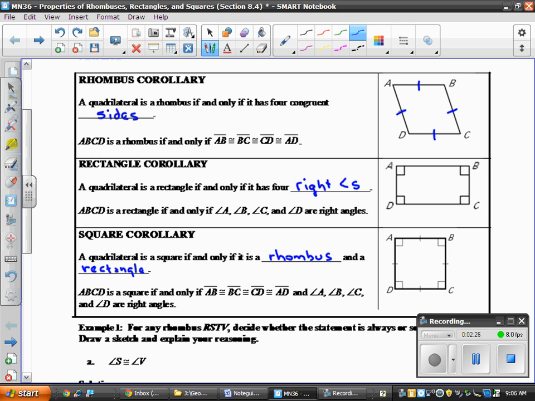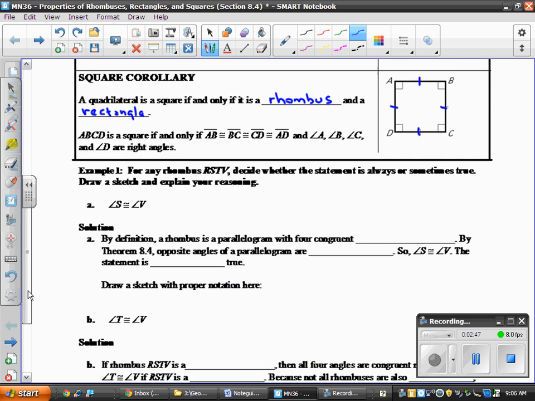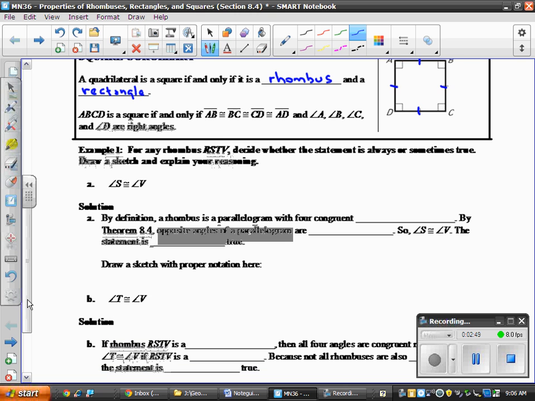And notice down here it says ABCD is a square if and only if all four sides are equal, that AB is congruent to BC, which is congruent to CD, which is congruent to AD. And notice the notation over here. And also that angles A, B, C, and D are all right angles, which also equal each other. So those are the three shapes that we're focusing on. And again, they are all in the parallelogram family.